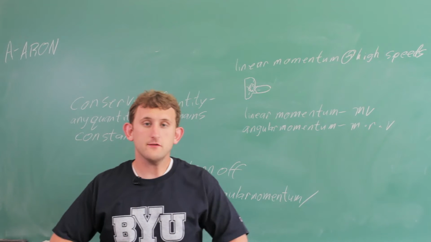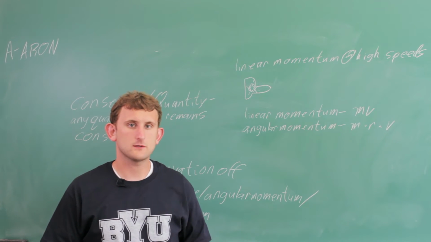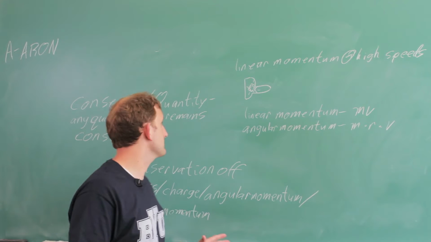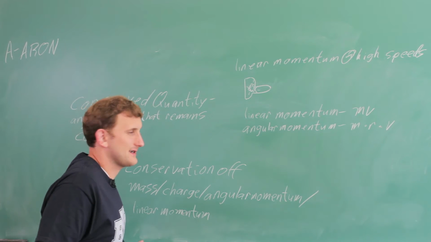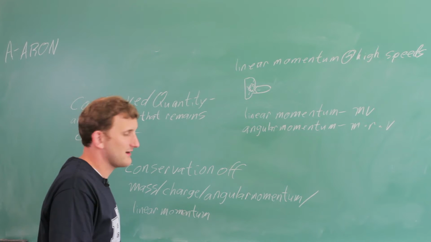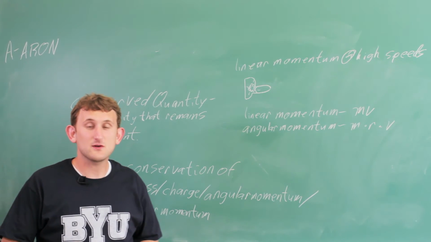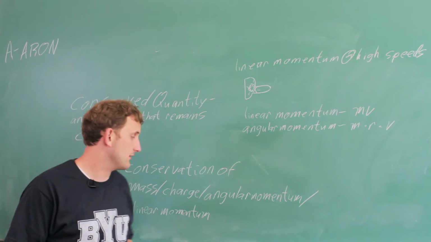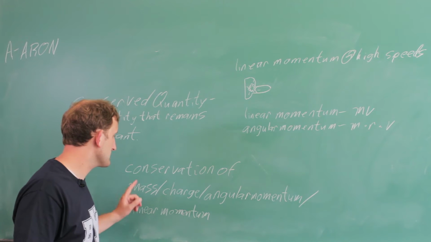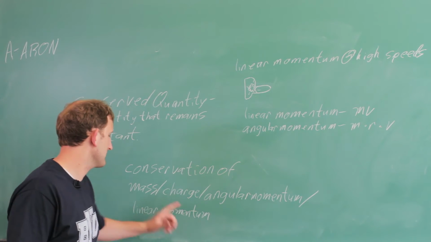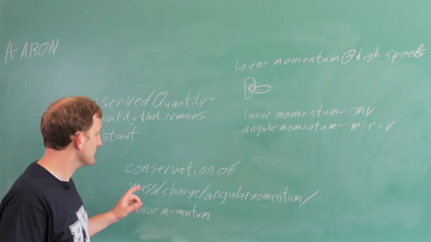Okay, so in this chapter, we're going to be learning about conserved quantities. Just very simply, a conserved quantity is just like it sounds. It's a quantity that remains constant before and after a reaction. The main things we talked about are the conservation of mass, charge, angular momentum, and linear momentum. So we're just going to go into that.